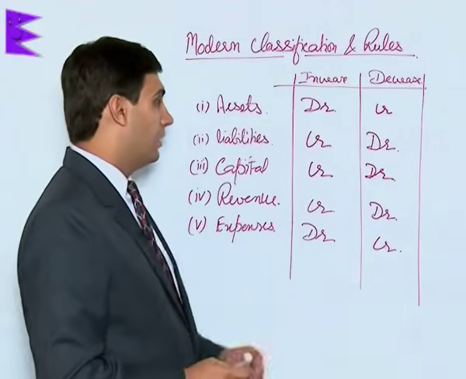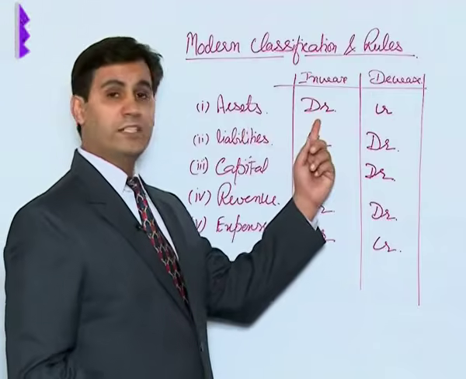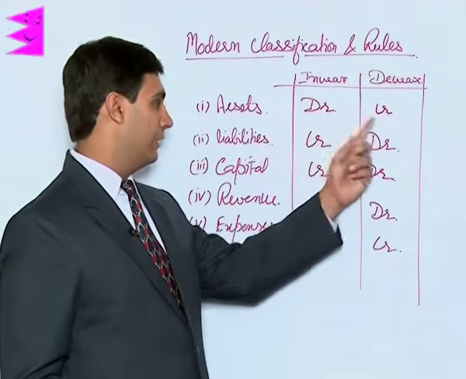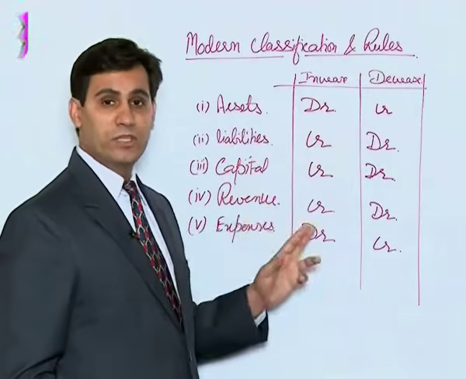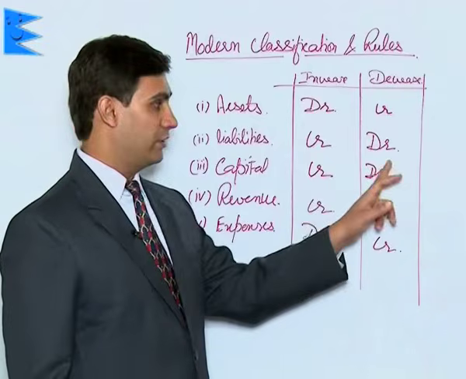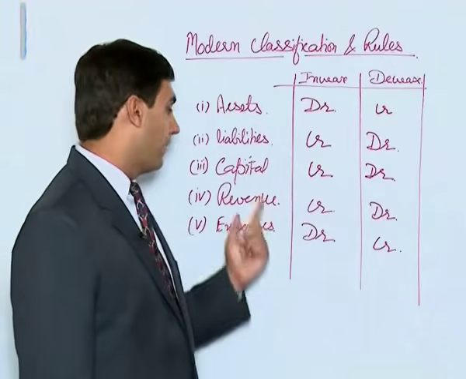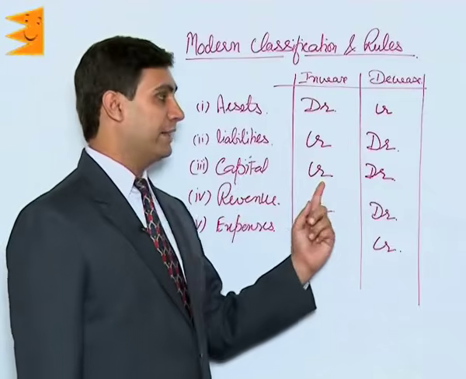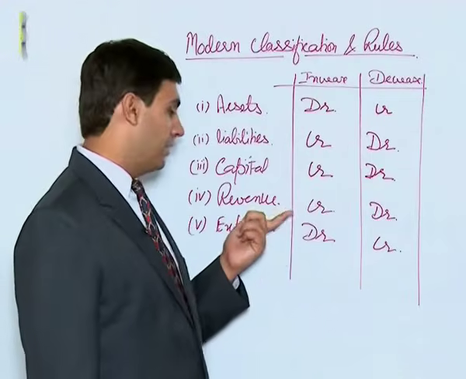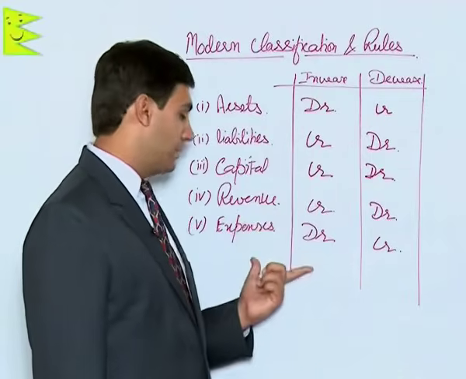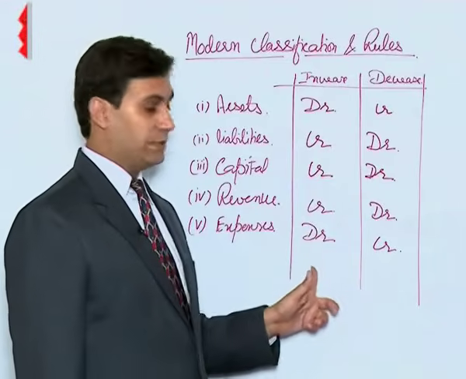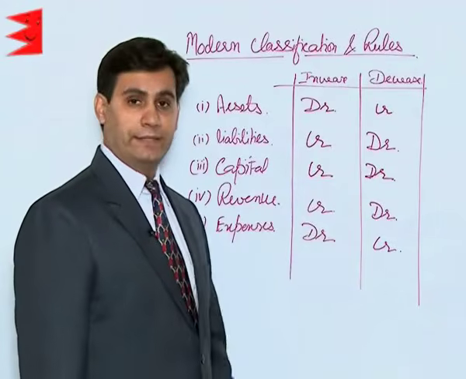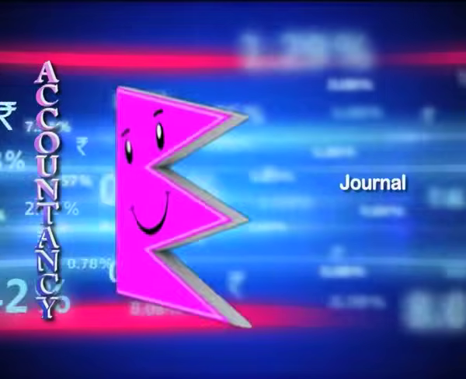So now the rules are, for assets, any increase should be debited, decrease should be credited. For liabilities, it is the opposite: increase should be credited, decrease should be debited. For capital, increase credited and decrease debited. The same thing holds for revenue, but for expenses it is debit the increase and credit the decrease.